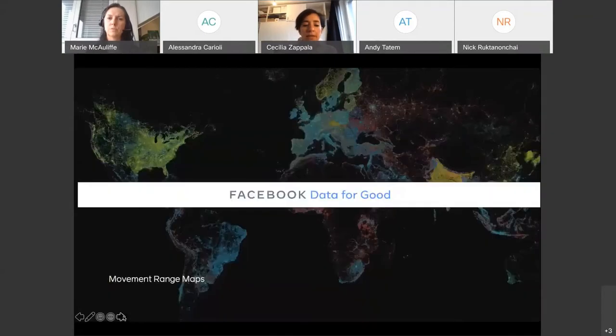Let's go to the next data set, which is movement range maps. This data set is also openly available to everyone who wants to consult it. Differently from the other one, this data set uses Facebook data, and namely, it uses location data of people who use Facebook on their smartphone, as Andy was mentioning before, and who have opted into sharing their location data with Facebook. So this is an opt-in feature that we have.